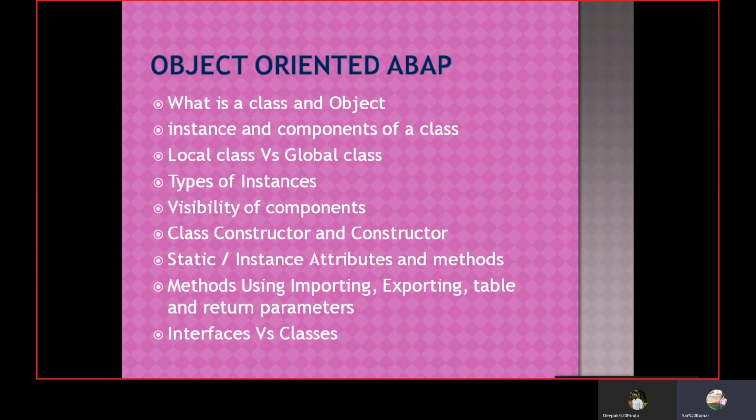What are constructors, how to create a constructor, how to call that particular constructor in our program, and how to use that particular class constructor. I am going to show you at the programming level. Next we are going to discuss some static or instance attributes of methods. As well as we are going to show you how to use those methods, importing and exporting tables and return parameters. When we are calling the method, some importing, exporting tables and return parameters are automatically available. So how to use those parameters and import, export tables parameters.